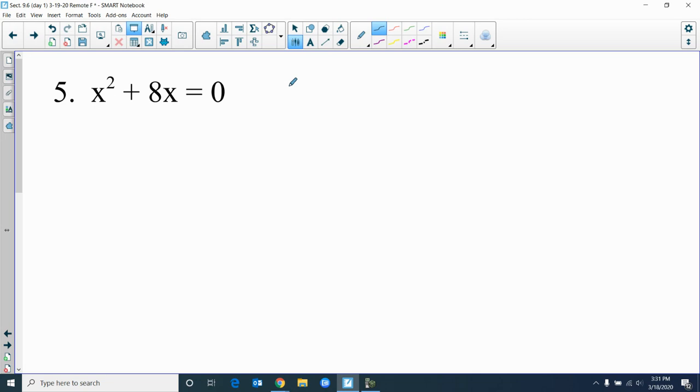This one is actually a little bit quicker. It does factor, but you need to think GCF. What's the GCF of those? It's just an x. If you take that out, you end up with x times x plus 8 equals 0.